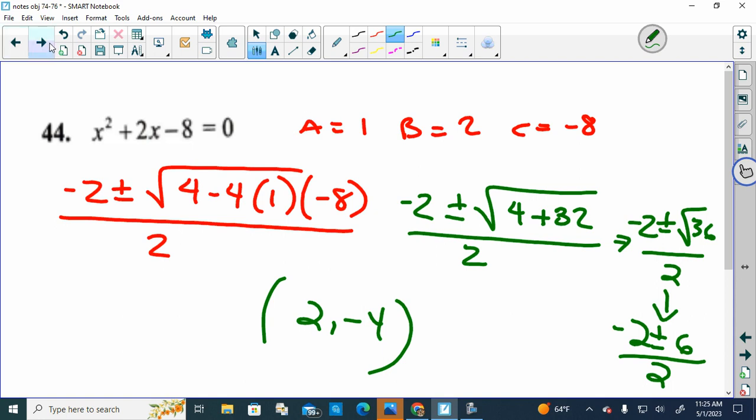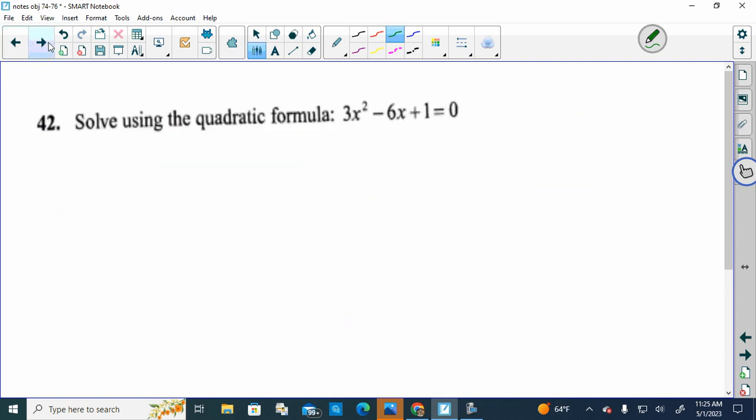Okay. So number 42. Still doing the same thing, it's just we won't be able to simplify it all the way down. We're going to have to leave it in radical form. Okay, so my A is 3, my B is negative 6, and my C is 1. Okay, so I'm plugging it into the equation, and it's a negative B, but this is negative, so I'm going to change it to a positive 6, plus or minus.